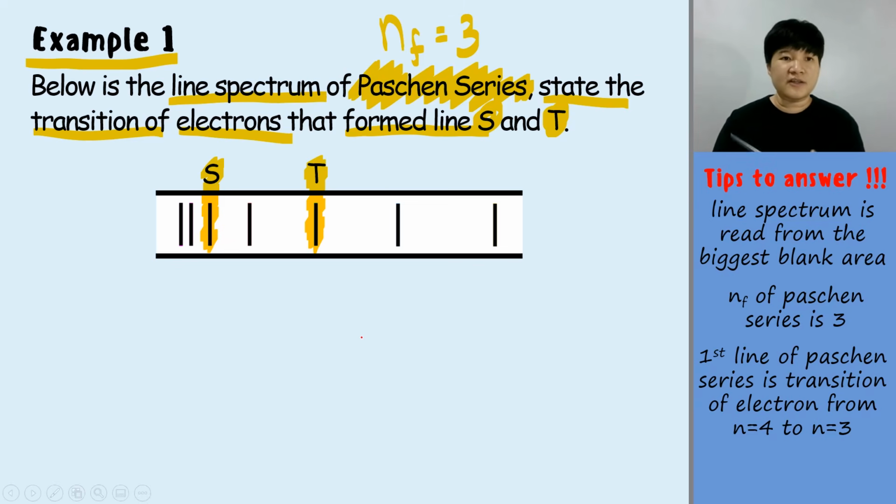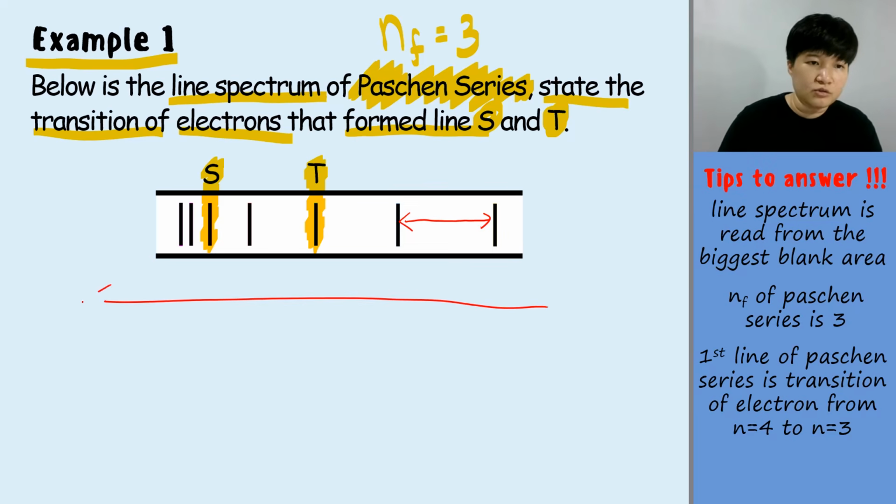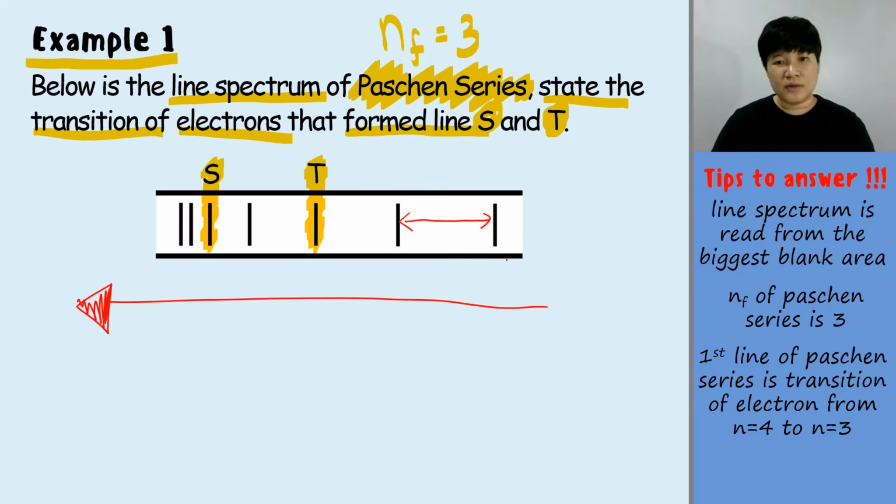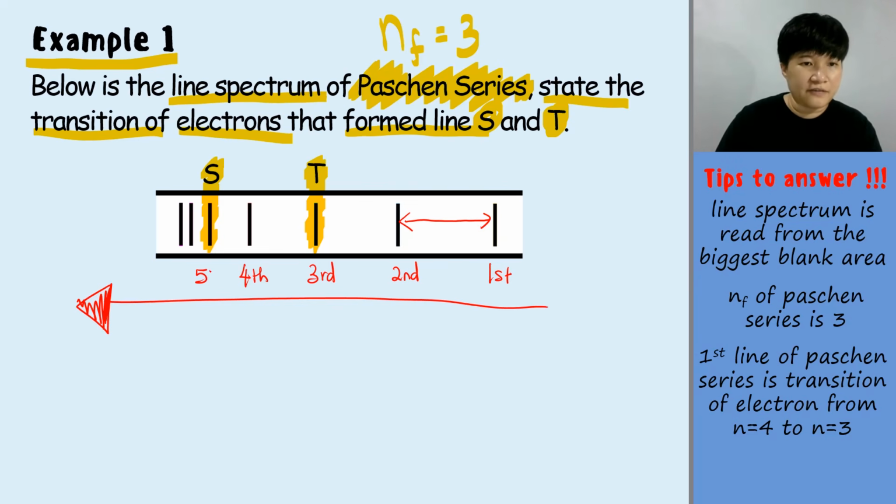So first and foremost, when you come across a line spectrum, what do you do first? You need to identify the first line. You need to identify whether we are reading from the left or from the right. In this case, the biggest gap over here is on the right. Therefore, we will be reading from the right to the left. In other words, this will be the first line of the Paschen series, second line, third line, fourth line, and also the fifth line. Simple.